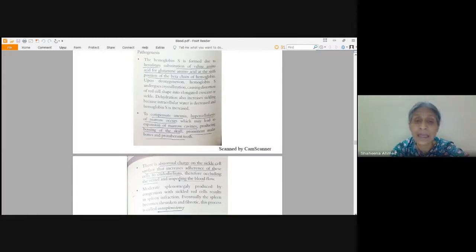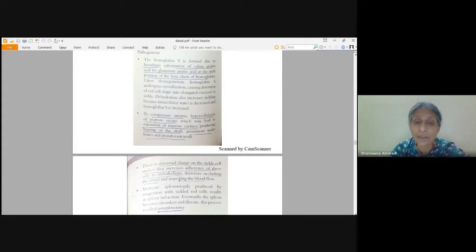Now, basically, hemoglobin S is a useless hemoglobin. It does not have oxygen carrying capacity. It is a totally useless hemoglobin. It is of no use to our body.